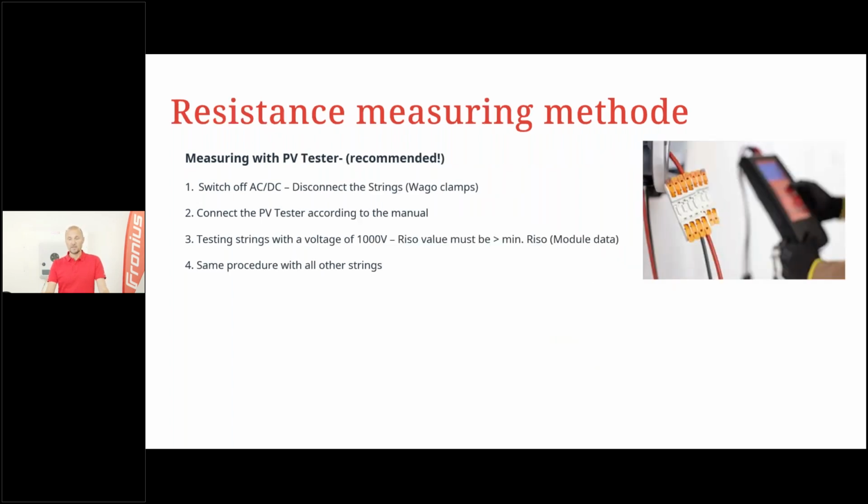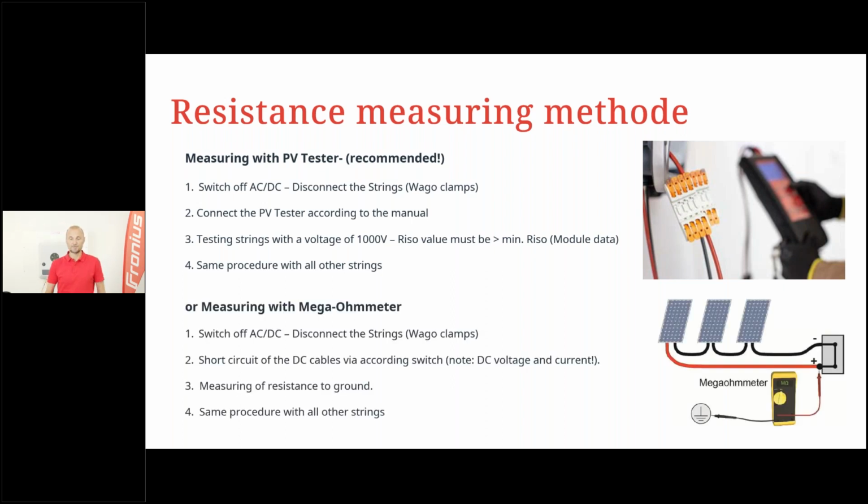The other thing with the PV tester is really recommended, because here we can test the system with 1000 volt. I switch off the DC as well, disconnect the DC connector kit, and check the voltage here against ground with the ISO tester. Same procedure, of course, with all strings has to be done.